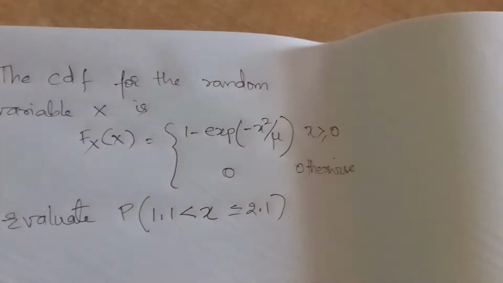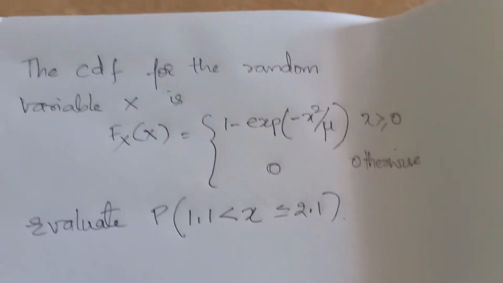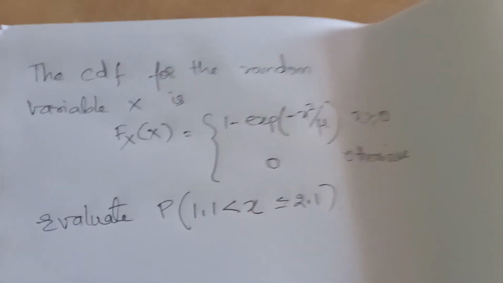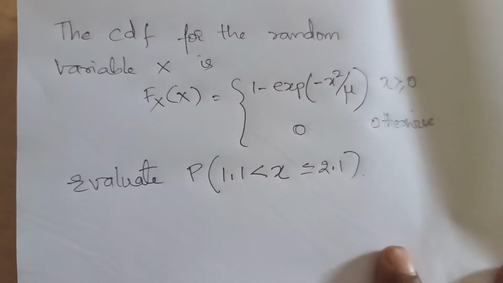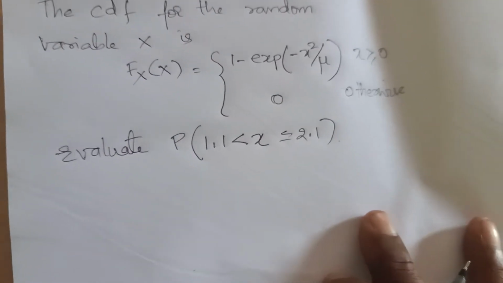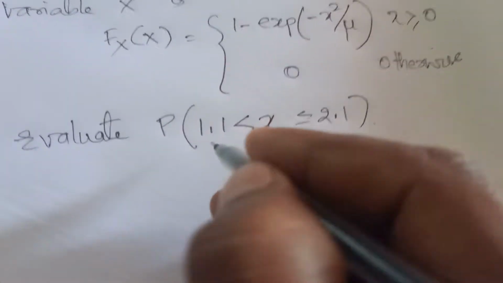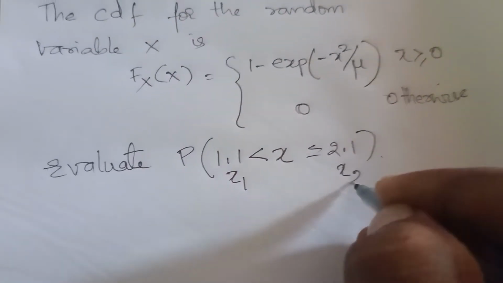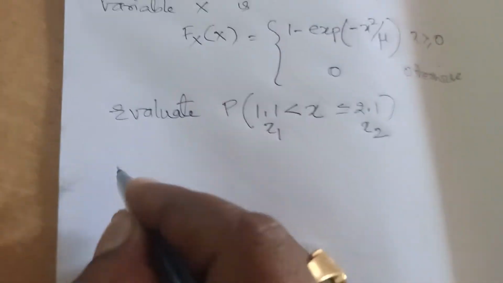So the question is what? They have given the CDF for the random variable x as F_X(x) equals 1 minus exponential of minus x square by mu, where x is greater than or equal to 0, or else 0 otherwise. So they are asking to evaluate P where x is greater than 1.1 and less than or equal to 2.1. Now this is the term which is x1 and this is the term which is x2. Okay. Now let us get into the solution.